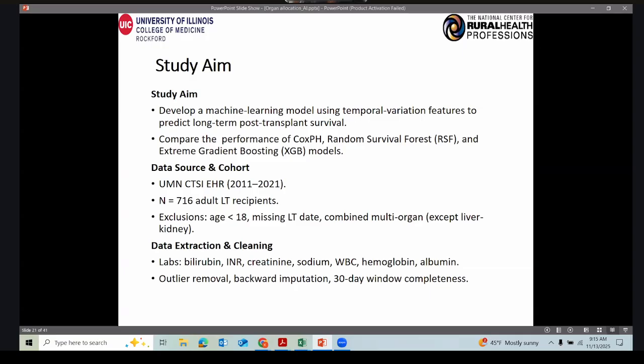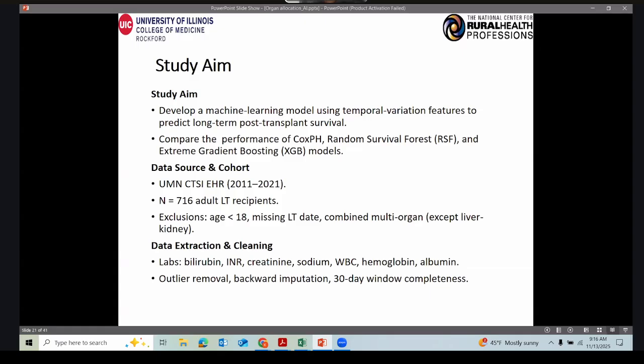Then for the data source, we use de-identified electronic healthcare data from, as I said earlier, the University of Minnesota, covering the 10-year period from 2011 to 2021. Our final cohort includes 716 adult liver transplant recipients. We excluded pediatric patients under 18 years of age and those with missing transplantation dates and information.